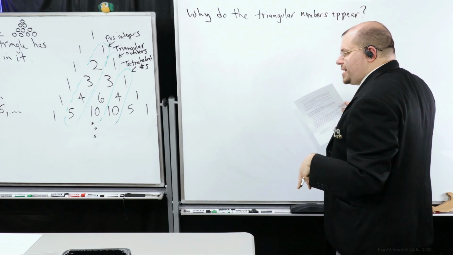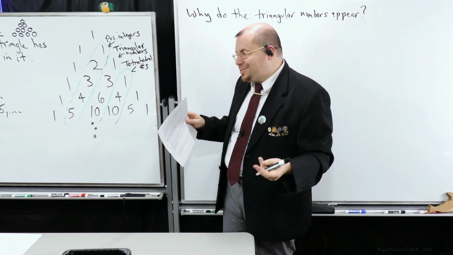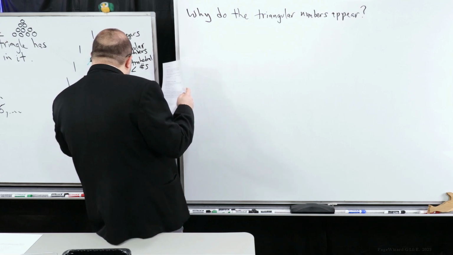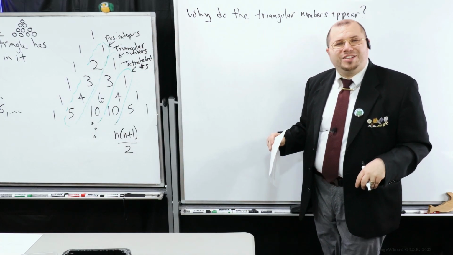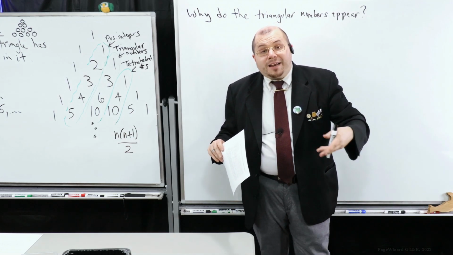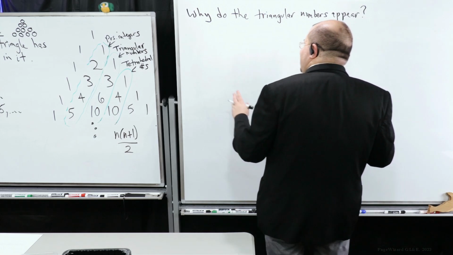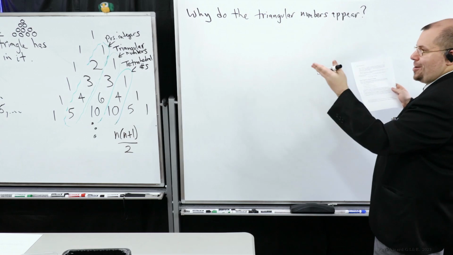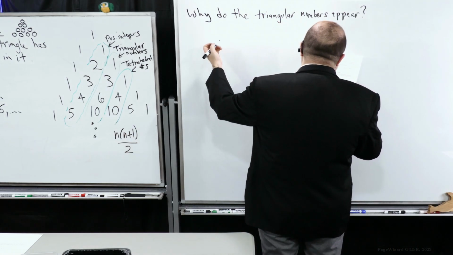Just for context, if you're wondering how you determine the ith term of the triangular numbers, it would have a form that looks like this. You might recognize this as the closed form for the arithmetic series. So it's going to have a form that looks like that. So why would it pop up in here?